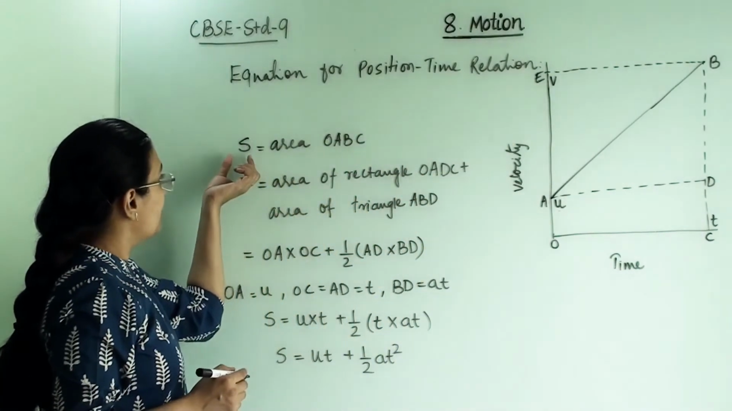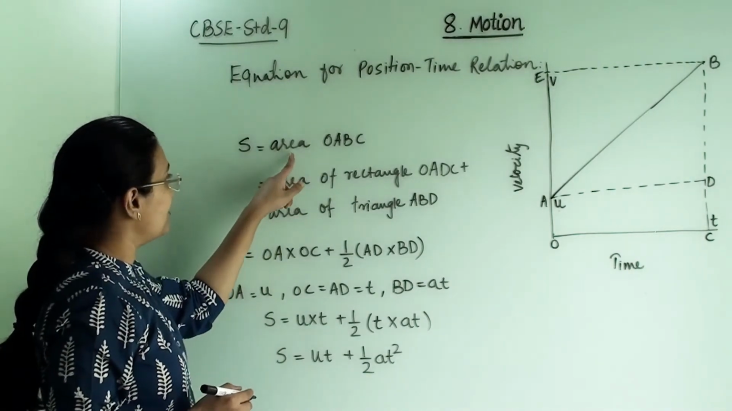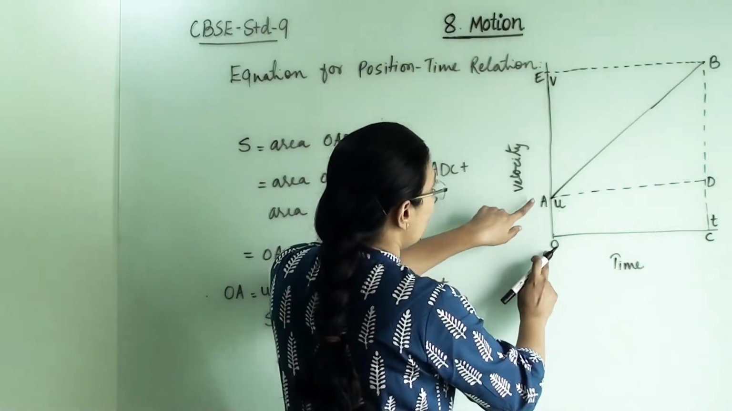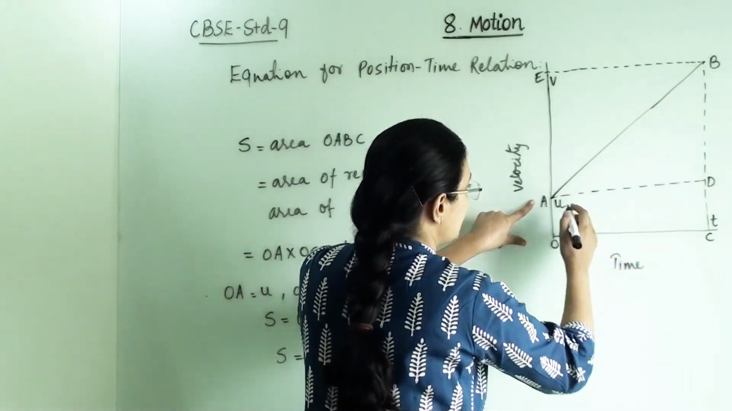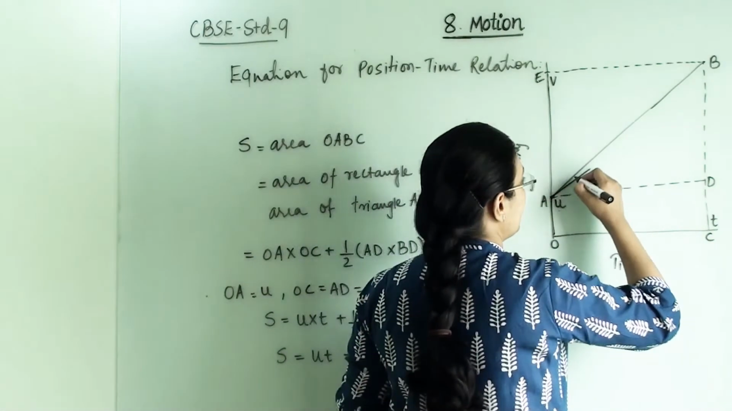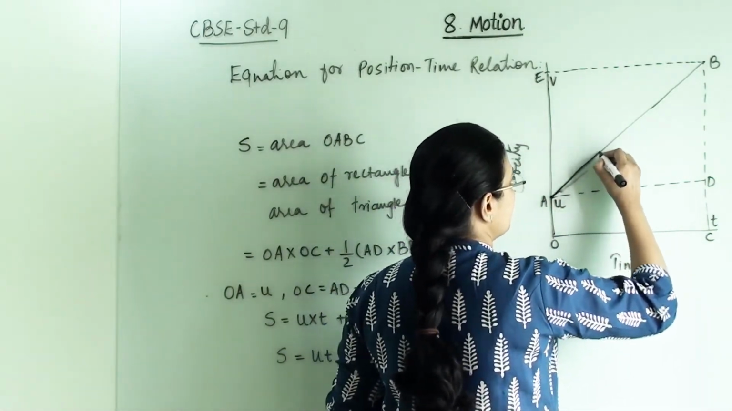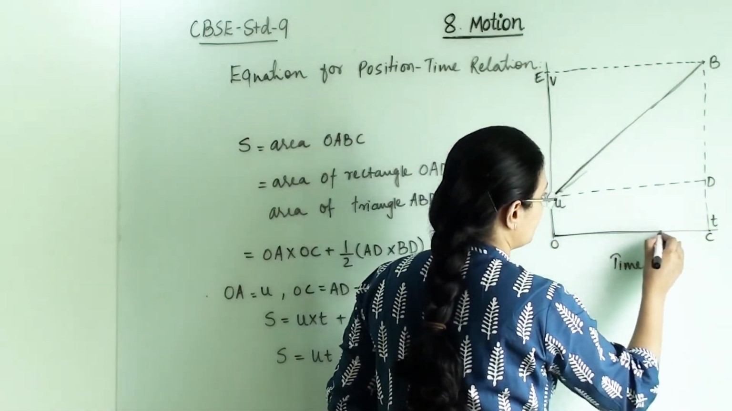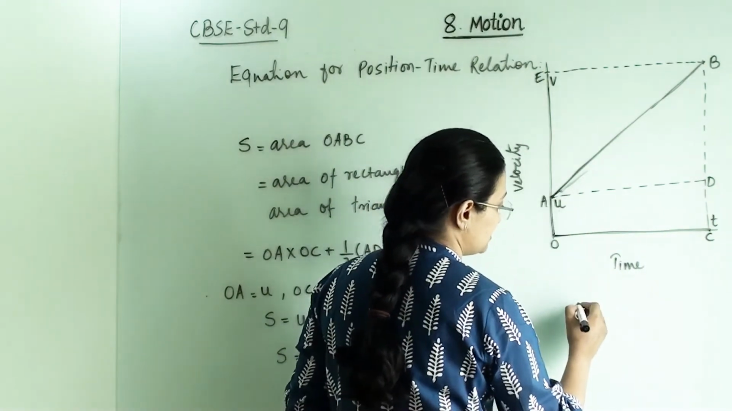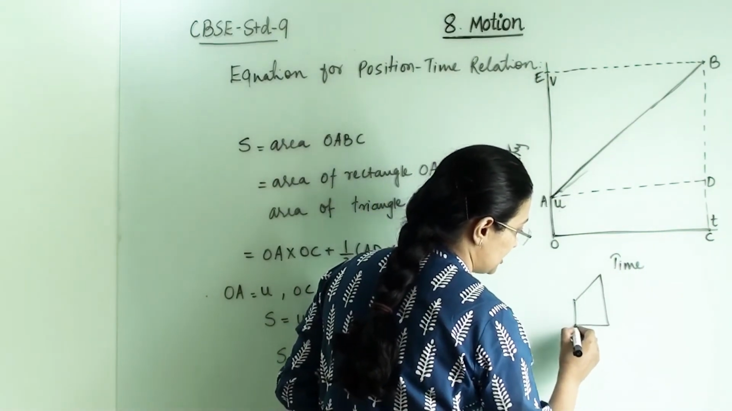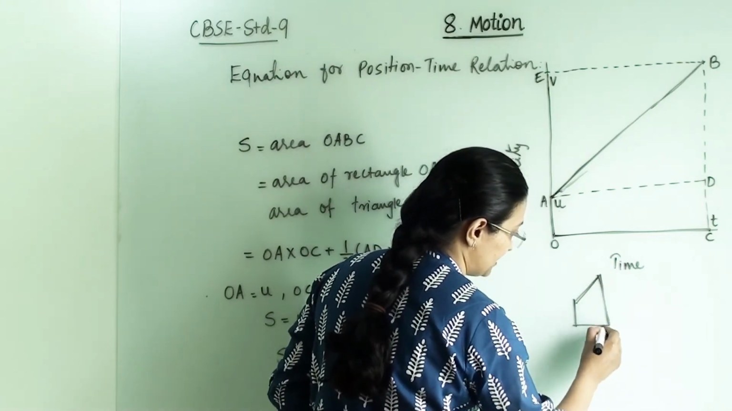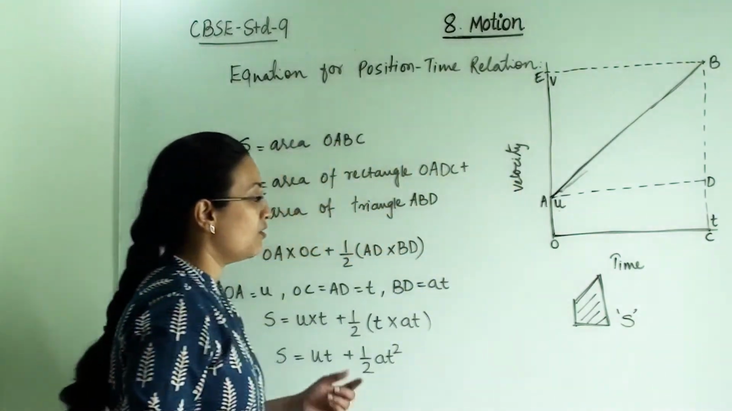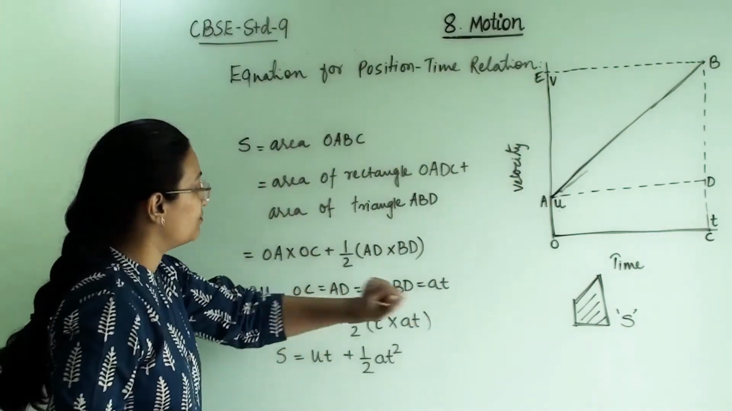Now, when we want to find the distance, we have to find the area under OABC. This area we need to find out. Then we will get to know the distance, that is O, A, B, then C, and this much area. Once we find this area, we will get the distance covered by the object during this travel.